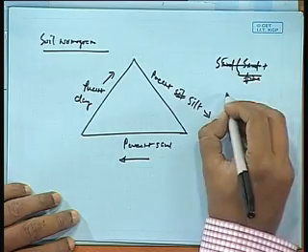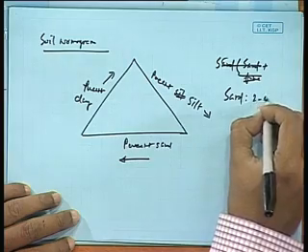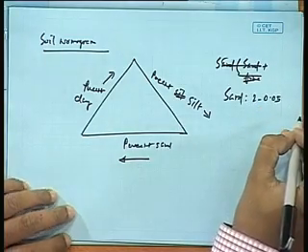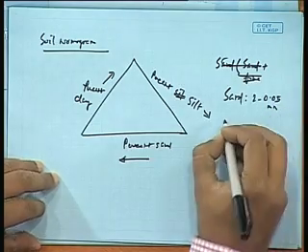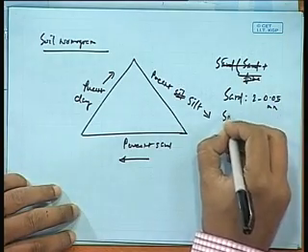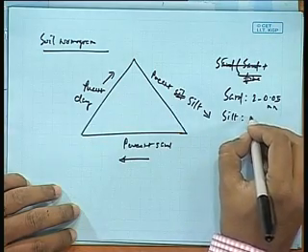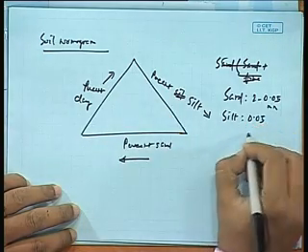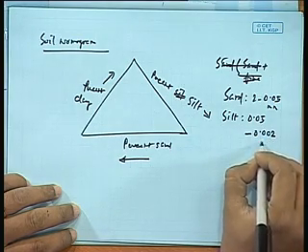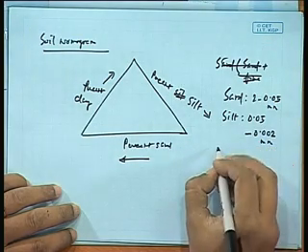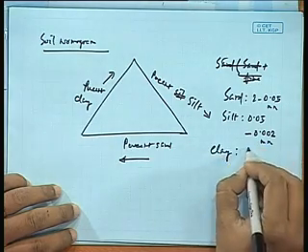Now here the distinction is this. Remember this: sand would mean anything between 2 to 0.05. Please, other than what is given to you, please take this. This is very important, particularly to use this nomograph. Silt is 0.05 to 0.002 mm, and clay remains the same, that is below 0.002 mm.